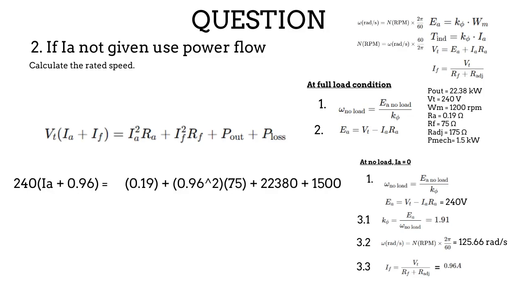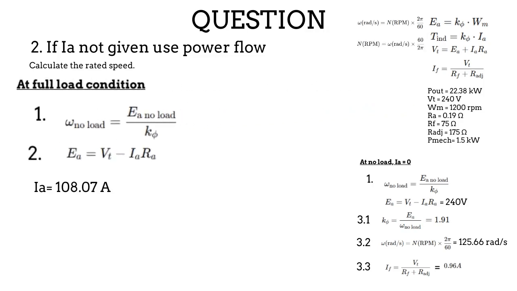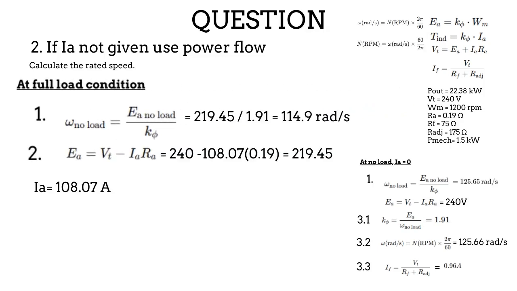From this point, we use simultaneous equations to solve for IA. This will yield two possible values for IA. We select the lower value because a lower IA results in lower losses. Once we obtain IA, continue the full load step. The motor speed is 114.9 radians per second.